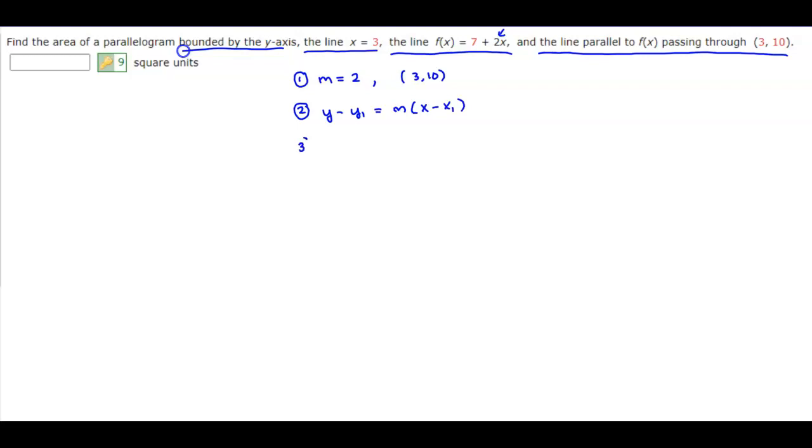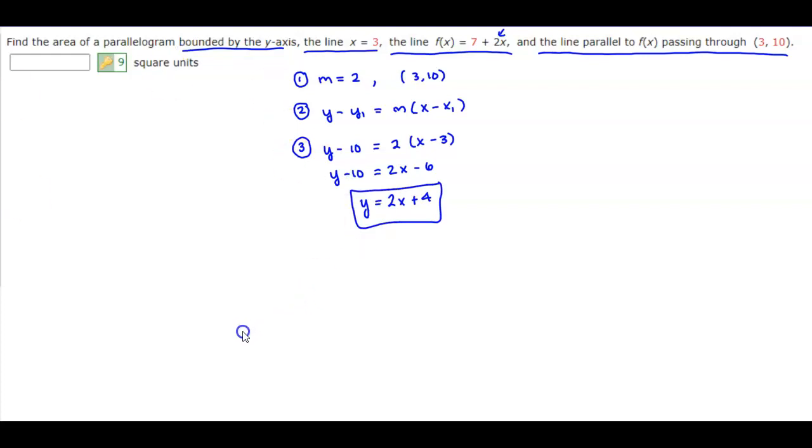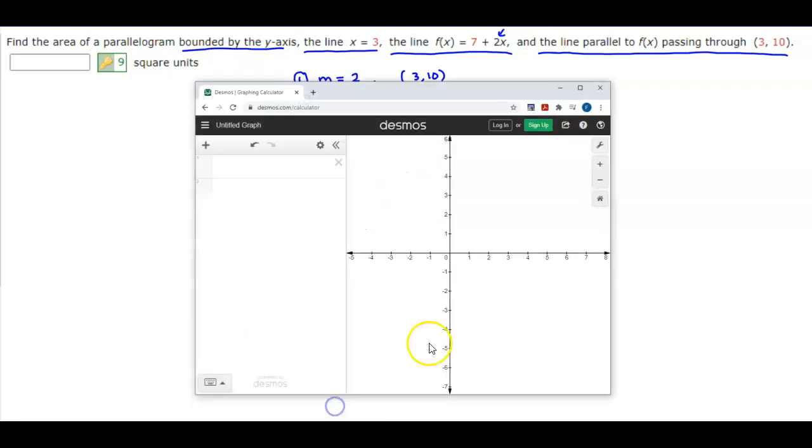Let's go ahead and plug that information in. So we have y minus 10 equals the slope 2 times x minus 3. Now if we distribute the 2, we get 2x minus 6. And if we add 10 to both sides, we get the line y equals 2x plus 4. So now we know what that line is. Now let's use Desmos to put our lines in to figure out what that parallelogram looks like.